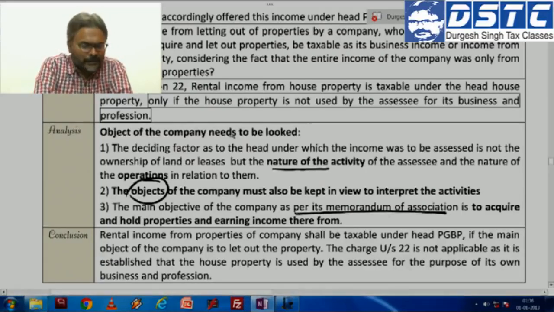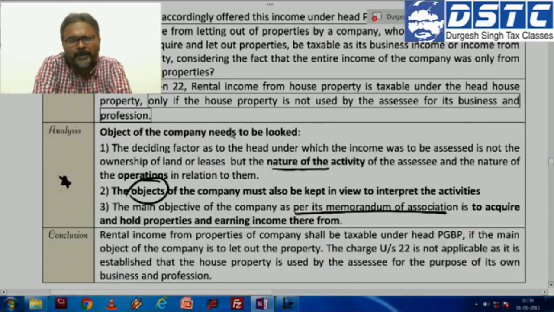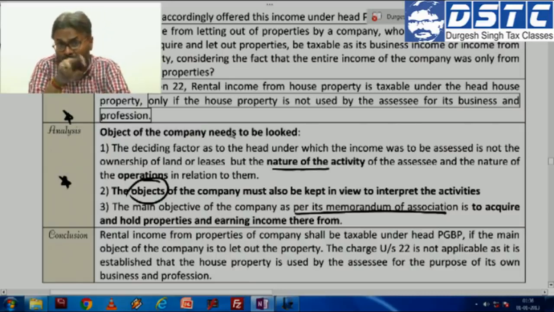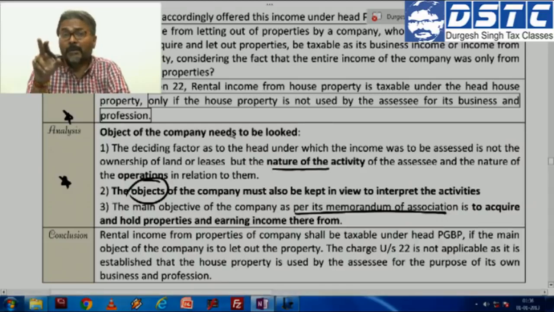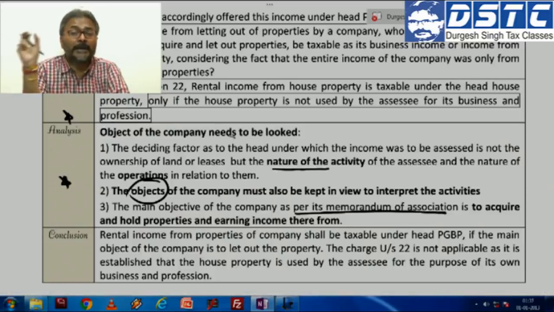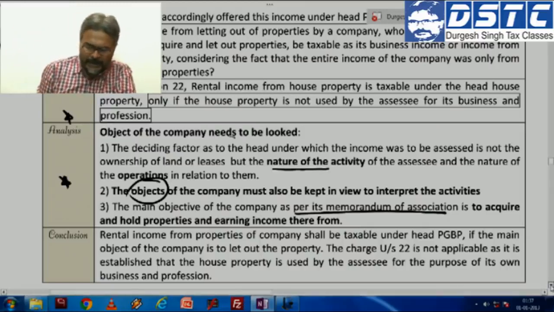So finally see the conclusion, students, herein. Accordingly here also analysis is the game. Section 22, in fact even section 22 you should know, you should not miss this part of section 22: the rental income will not be charged under the head house property if the assessee is using the house property for the purpose of its business and profession. So just keep that observation in mind.